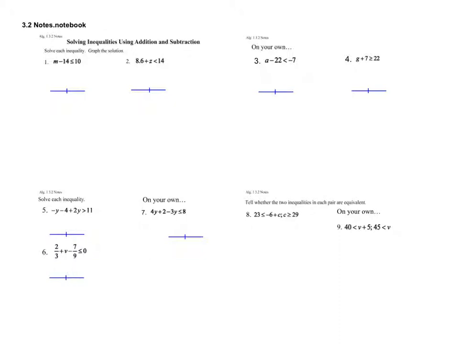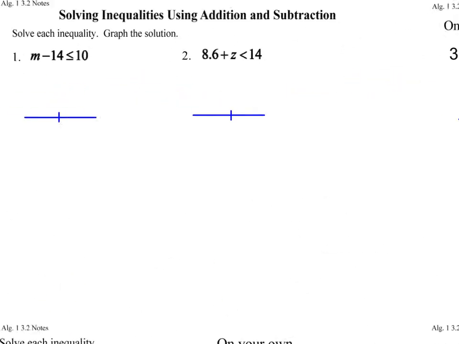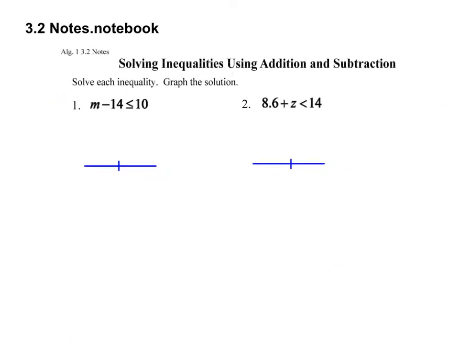So let's go ahead and start our lesson today with solving inequalities using addition and subtraction. We need to zoom in over here. Basically, we're going to use the same principles that we learned when we were solving an equation. We're just going to treat this the same way. To solve this inequality, I'm going to try to get m by itself by adding 14 to both sides of the inequality.